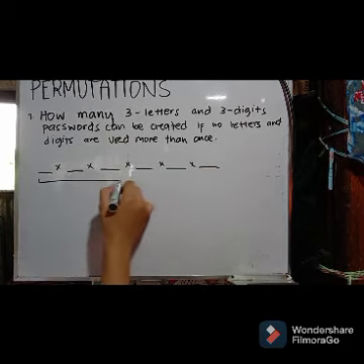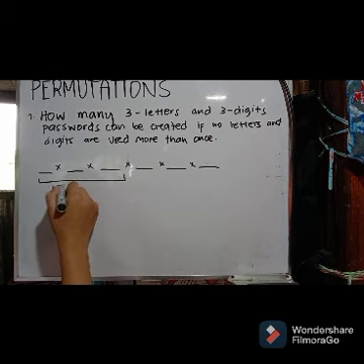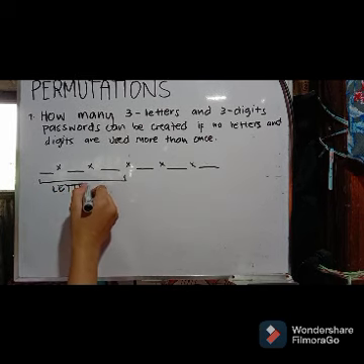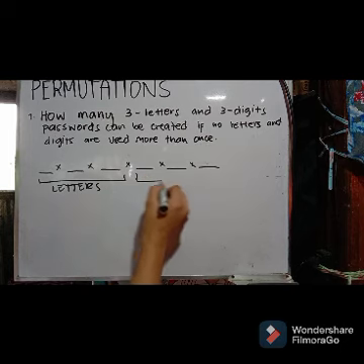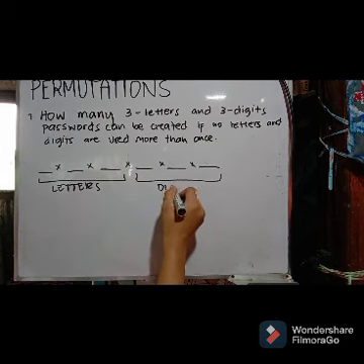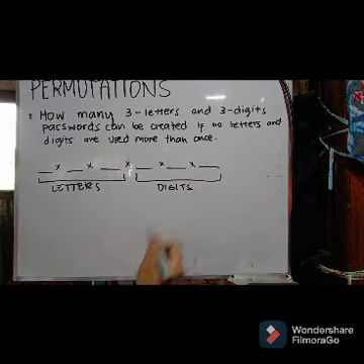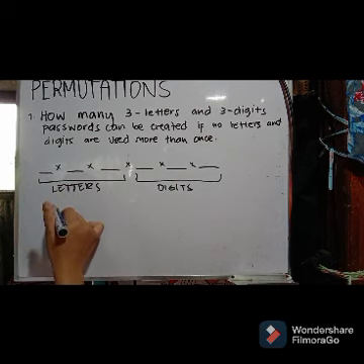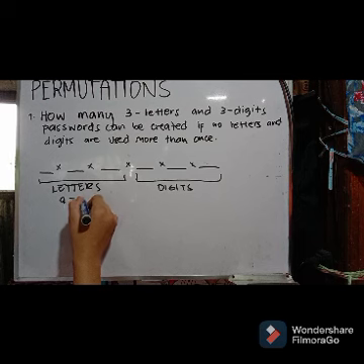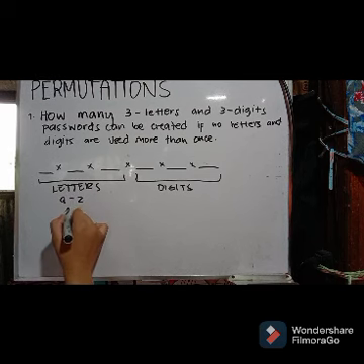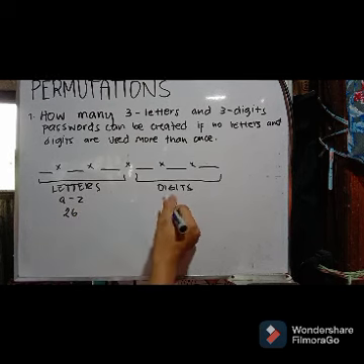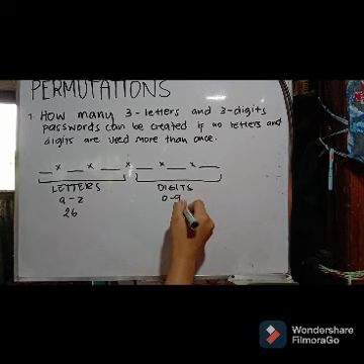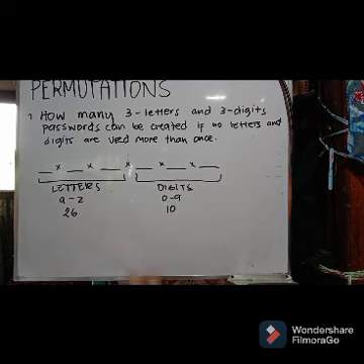So these are the letters, and these are the digits. For the letters, we can use the English alphabet. So A to Z is 26 letters, and the digits are 0 to 9, so 10 numbers.